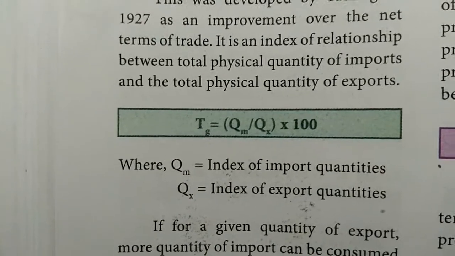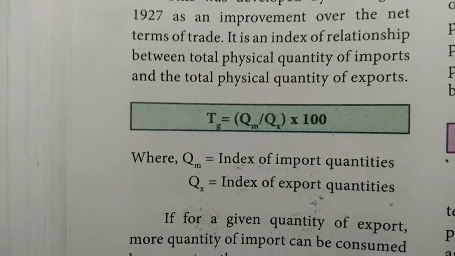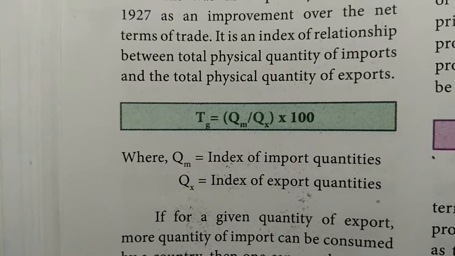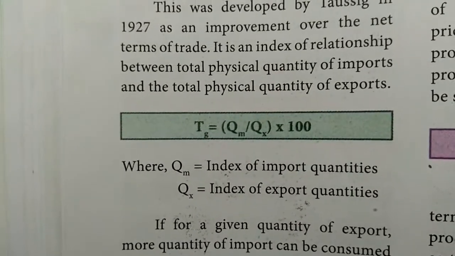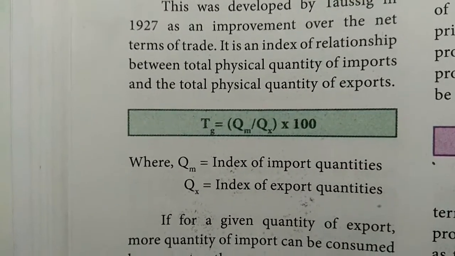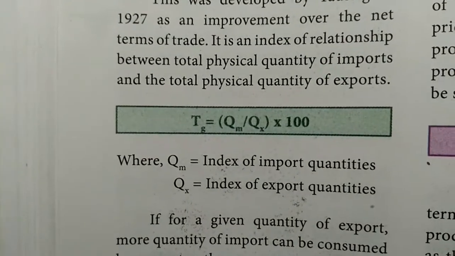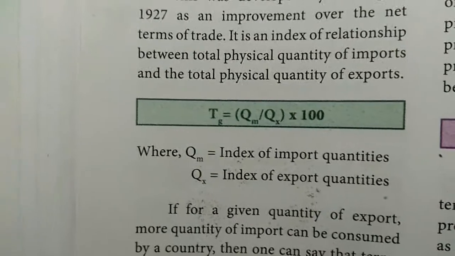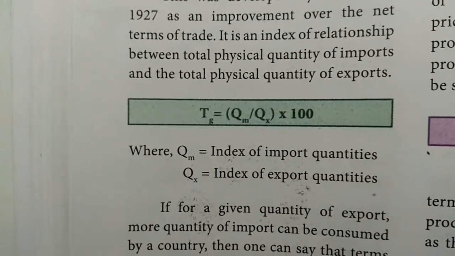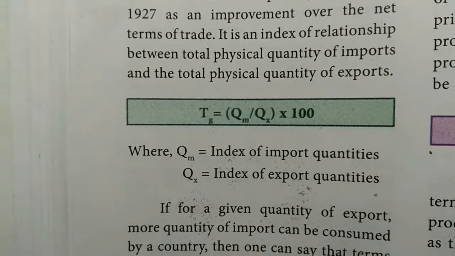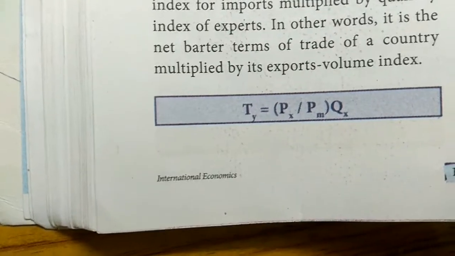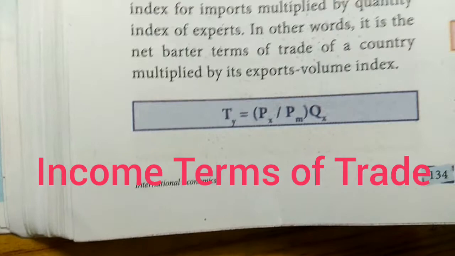If for a given quantity of exports, more quantity of imports can be consumed by a country, then one can say that terms of trade are favorable. I repeat, if for a given quantity of exports, more quantity of imports can be consumed by the country, then one can say that terms of trade are favorable. Let's see income terms of trade.